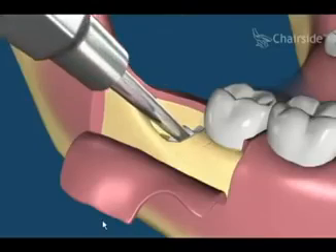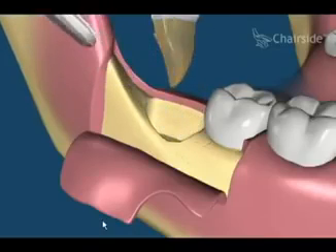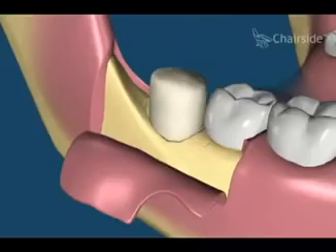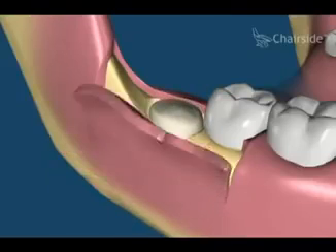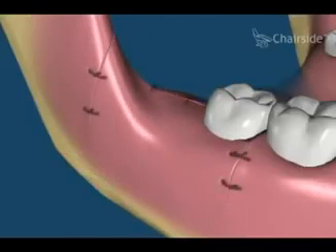A bone substitute can be placed in the socket to aid in healing. The flap is repositioned and sutured into place. The sutures dissolve and the area heals.